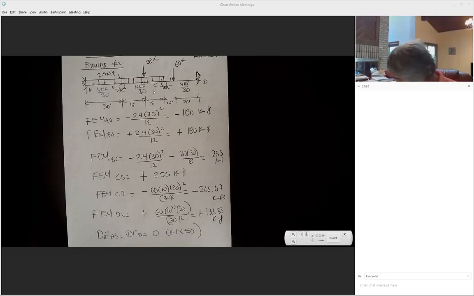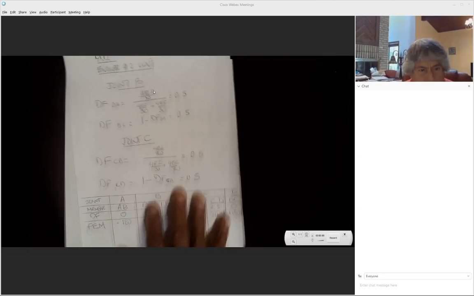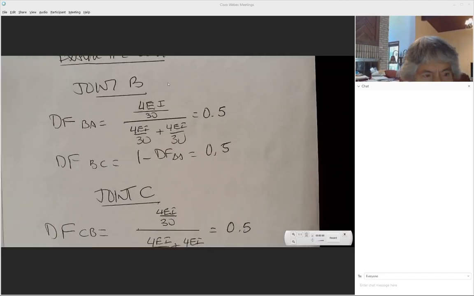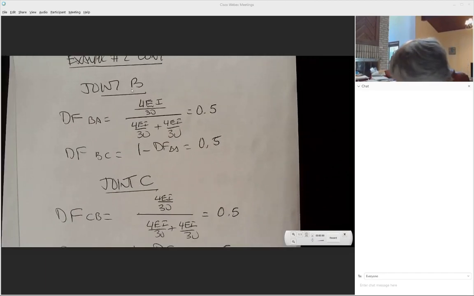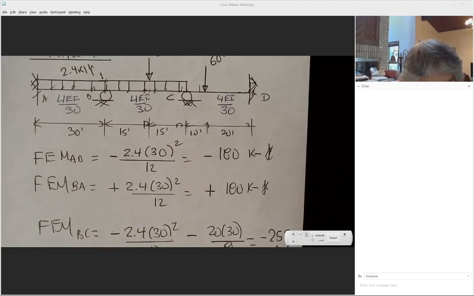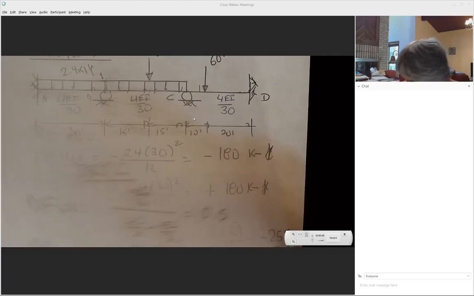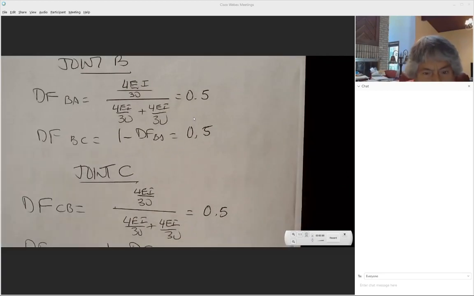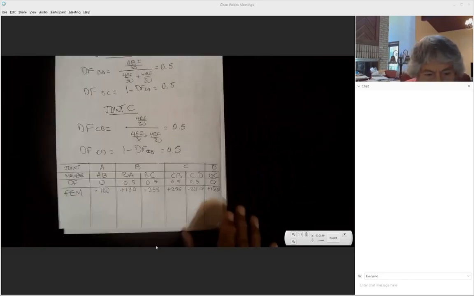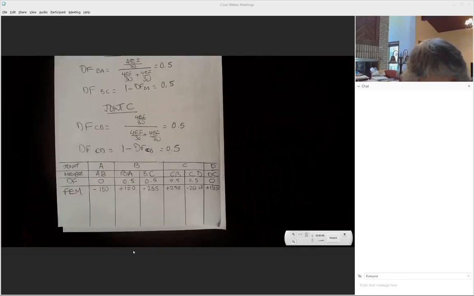So yesterday we built our table. We also computed the distribution factors. For the moment distribution, we had to compute the distribution factor at each joint. At joint B, we had two members, and these are the stiffness. At joint C, two members, and those are the stiffness. And it happened that by computation, by chance, the distribution factor came out 0.5 for all of them. So we started with this table yesterday, and we finished the table.